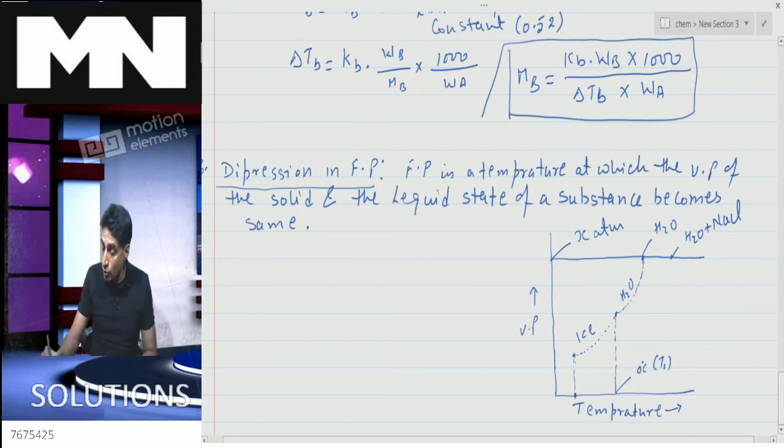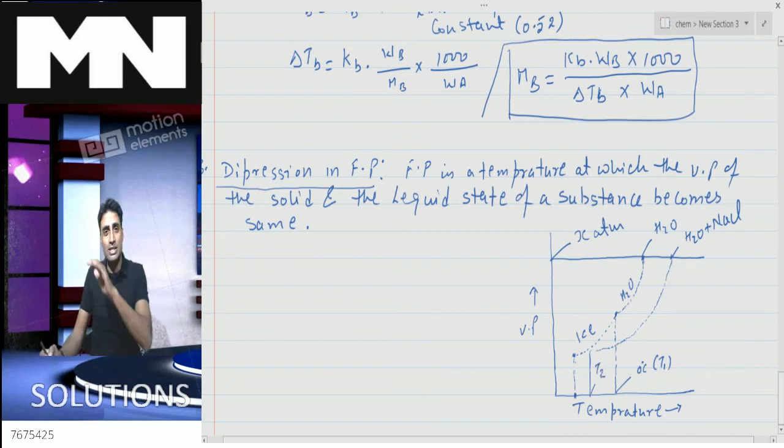Now what about water plus NaCl? If I start cooling it, its vapor pressure will also decrease. But you will see that at 0 degrees Celsius, it is not equal to that of ice. It is much lesser than that. Further, if I cool it, it will become equal to that of ice at this temperature. This is the temperature at which it becomes equal to that of ice. I am representing it by temperature T2.